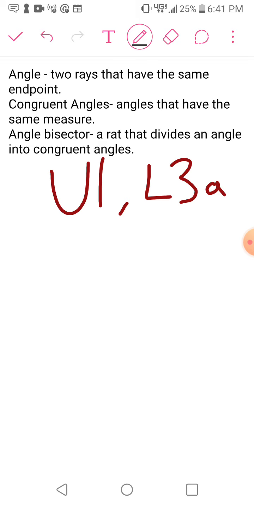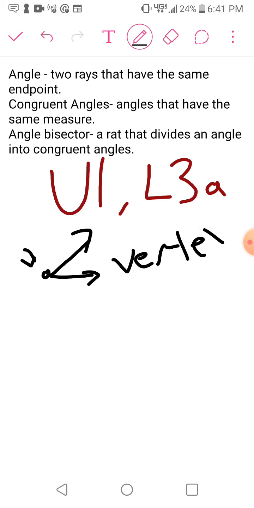Right now we have the vocab up there and then the title right there. So the first thing is an angle is two rays that have the same endpoint. So that's like this. It's two rays and they have the same endpoint. Simple enough. And the point that connects the two rays is called the vertex. V-E-R-T-E-X. Vertex.